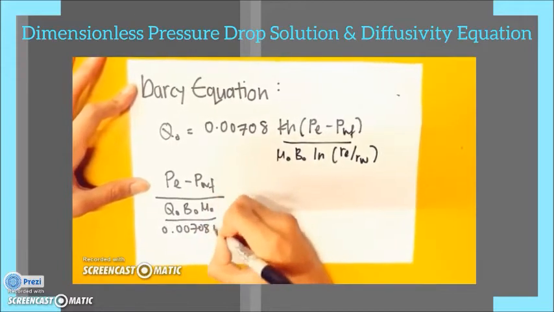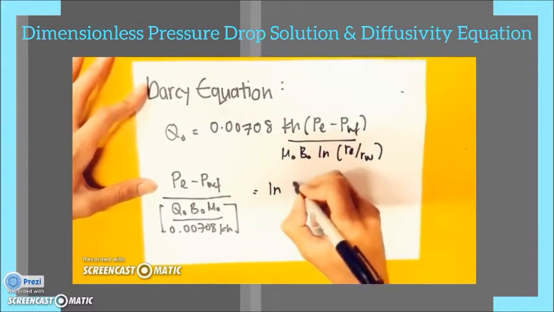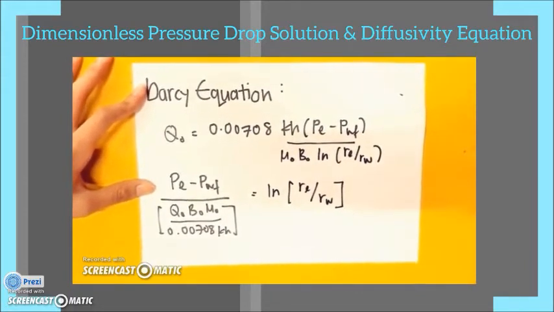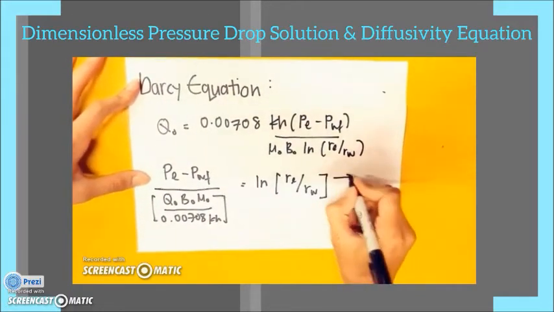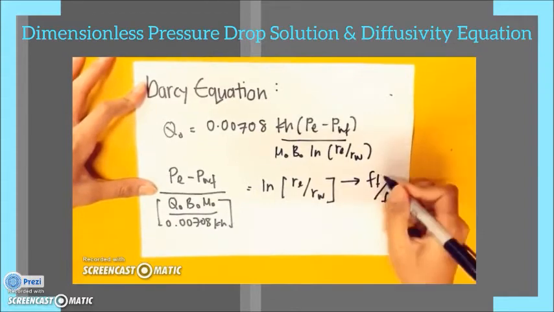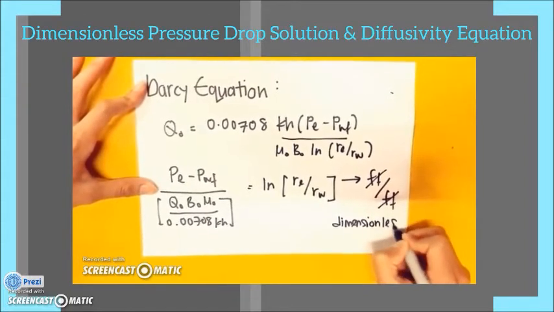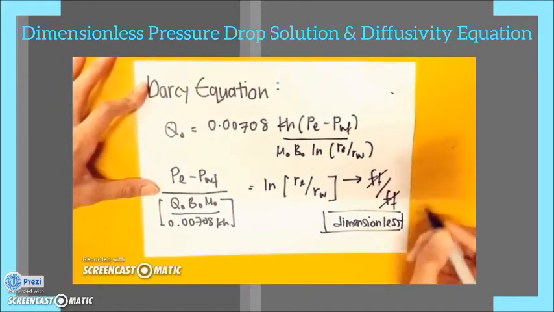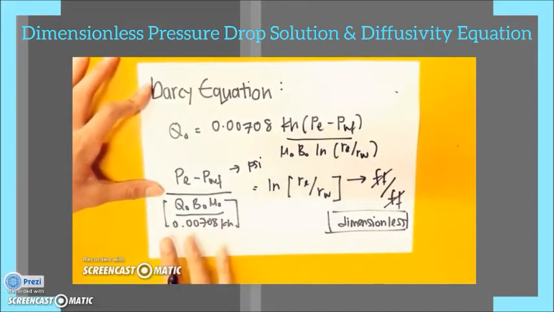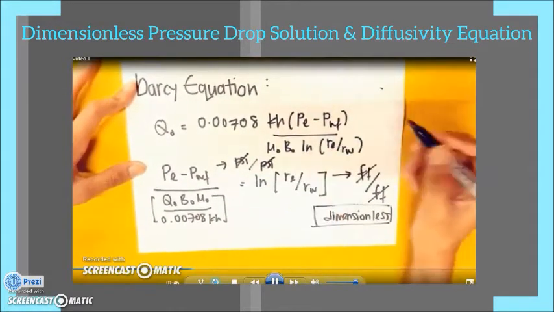mu naught over 0.00708 kh equals ln re over rw. The units for re and rw are feet, and we can cancel those units, making them dimensionless. We also know that the units for pe and pwf are psi, so this term here should be psi as well. Cancelling the units would also make them dimensionless.